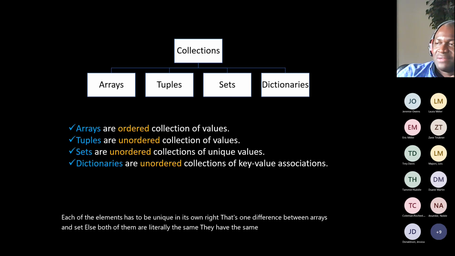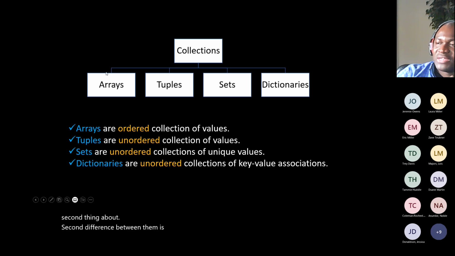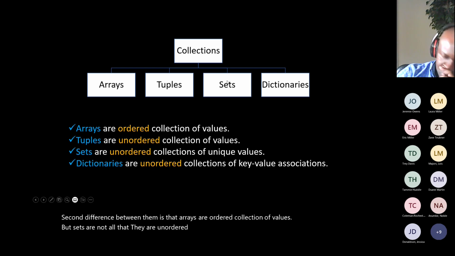The second difference between them is that arrays are an ordered collection of values, but sets are not ordered. They are unordered. Again, I'm going to show us what it means to be ordered or not ordered.